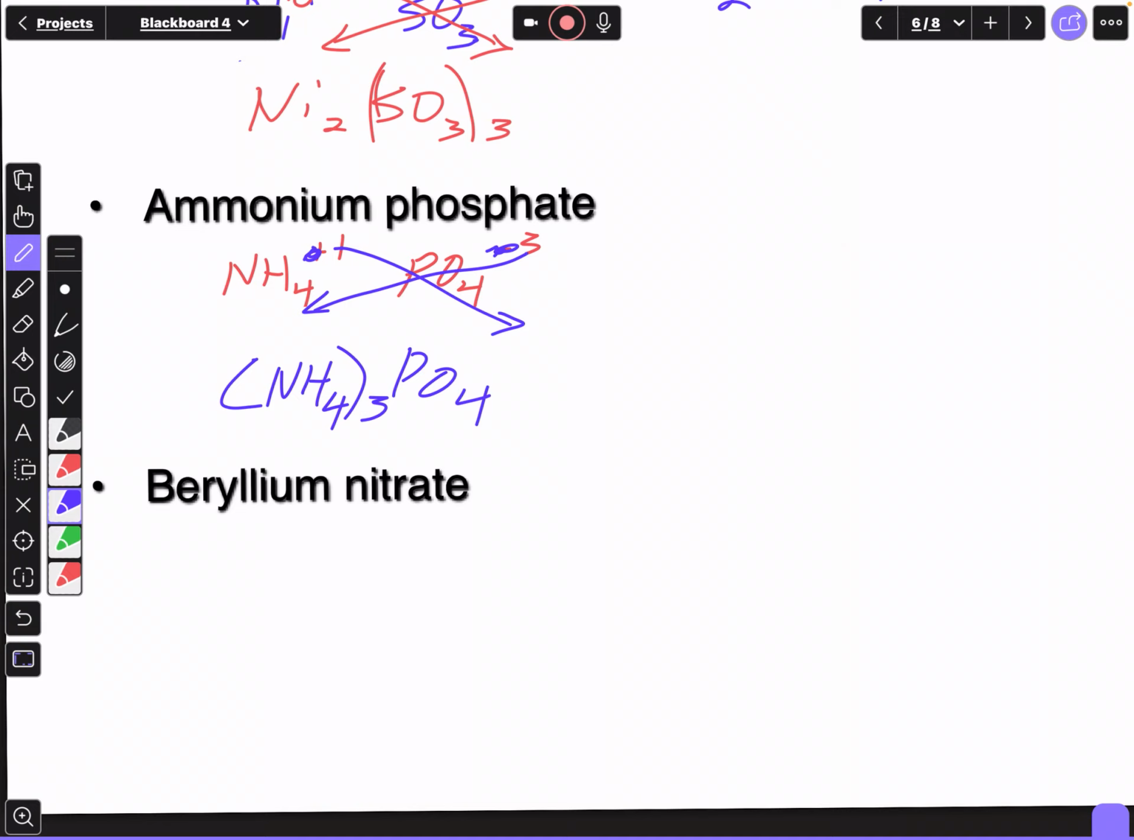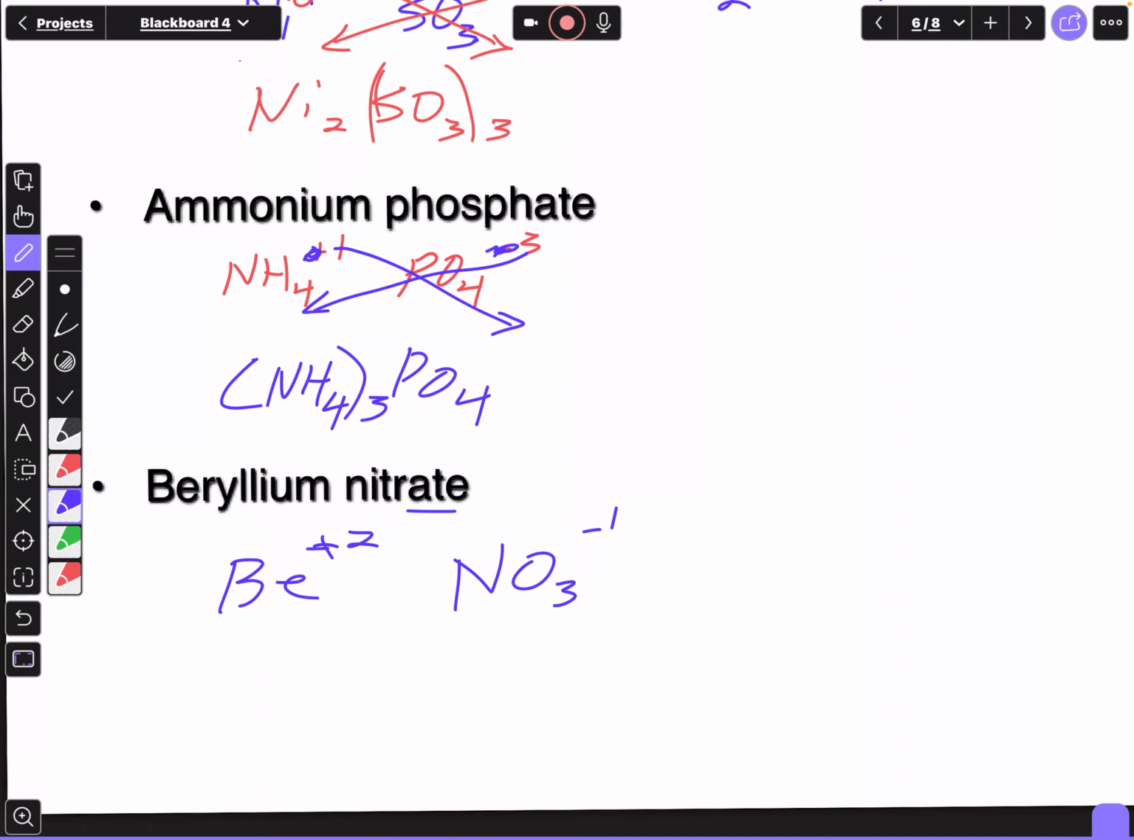Now, beryllium nitrate. Beryllium is a metal. Nitrate, I recognize as a polyatomic ion because it doesn't end in "ide", unless it's hydroxide. So beryllium is in group 2A, so it's a positive 2. Nitrate, if I look on my list, is NO3, and it's a -1.